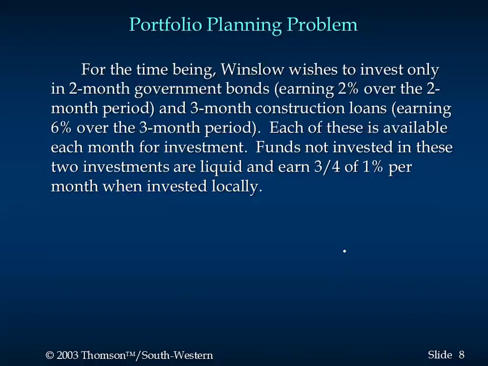So for the time being, Winslow wishes to invest only in 2-month government bonds, earning 2% over the 2-month period, and 3-month construction loans, earning 6% over a 3-month period. Each of these is available each month for investment. Funds not invested in the 2 investments are liquid and earn 0.75% per month when invested locally. Okay, so this is what we have.